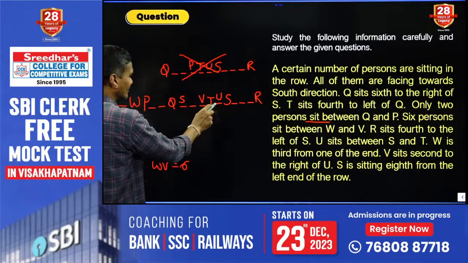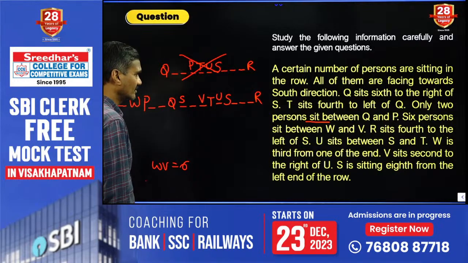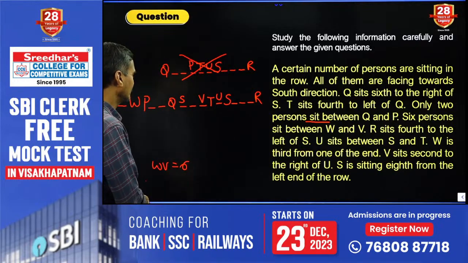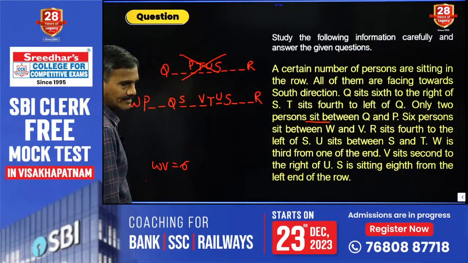8, 9, 10, 11, 12, 13, 14, 15, 16, 17. Any other information we have? R is 4th to the left of S. Then, what is the final arrangement we have? R blank S U T V.